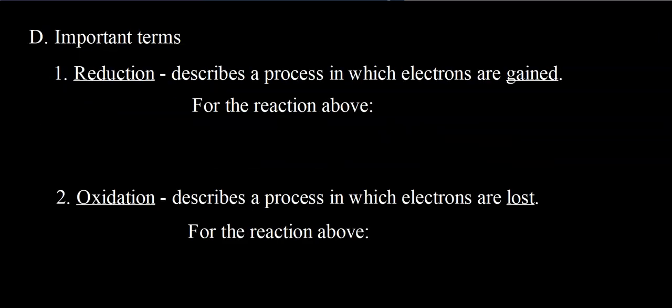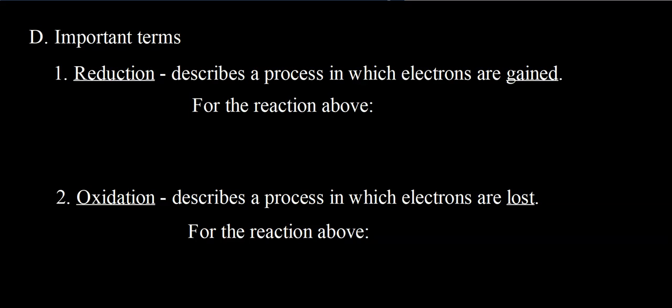All right, so I've been throwing around these terms, oxidation and reduction. So what do they actually mean? Reduction describes a process in which electrons are gained. That doesn't seem to make sense. Reduction, it seems to be that something is decreasing. Well, it's called reduction because this thing called oxidation number decreases.